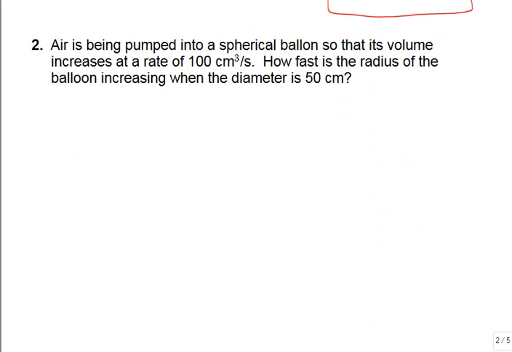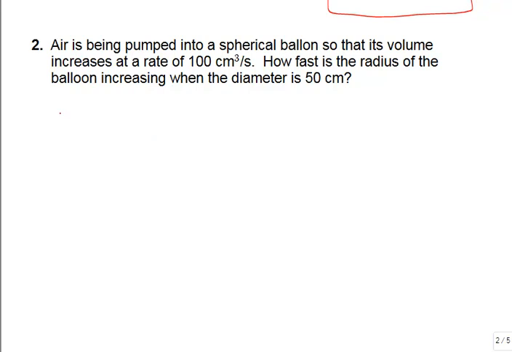And this is a pretty typical, common example that you'll see in a lot of textbooks. Here we have air being pumped into a spherical balloon so that its volume increases at a rate of 100 cubic centimeters per second. How fast is the radius of the balloon increasing when the diameter is 50 centimeters?